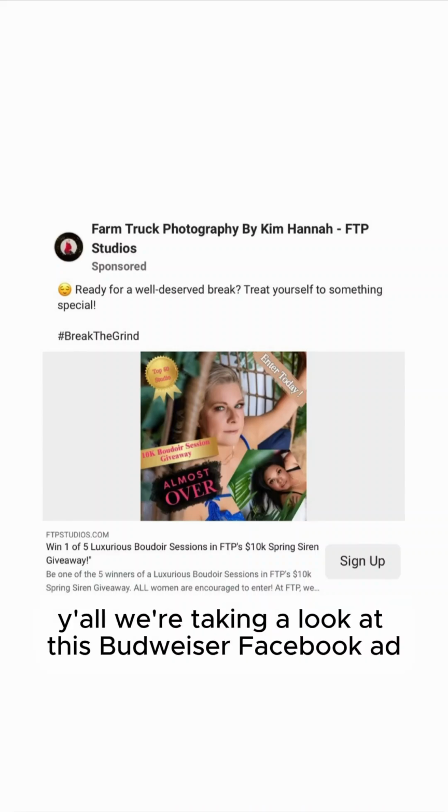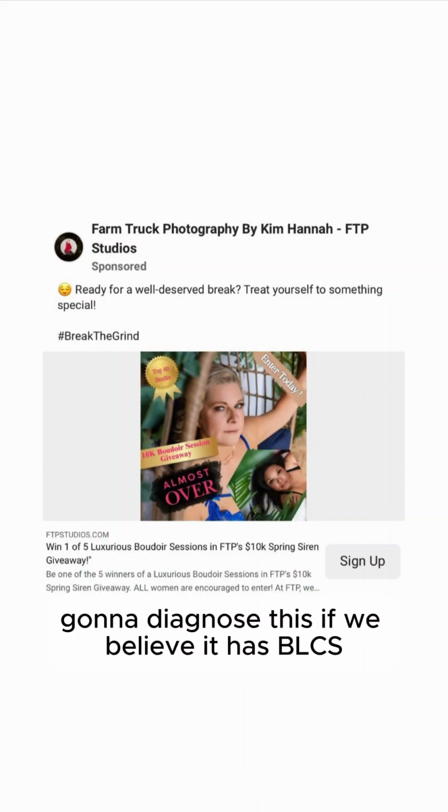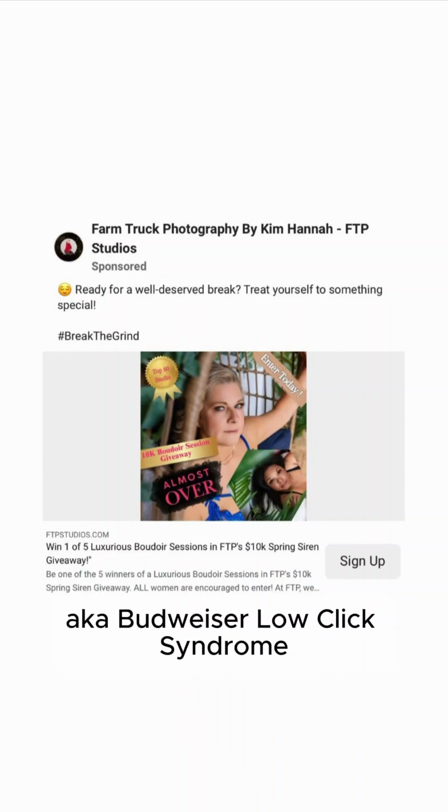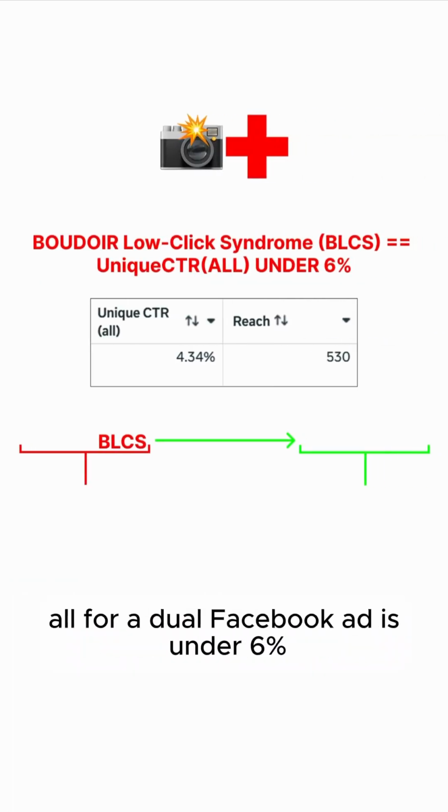All right, y'all, we're taking a look at this Boudoir Facebook ad. Going to diagnose it, see if we believe it has BLCS, aka Boudoir low-click syndrome. So Boudoir low-click syndrome is when the unique CTR all for a Boudoir Facebook ad is under 6%.